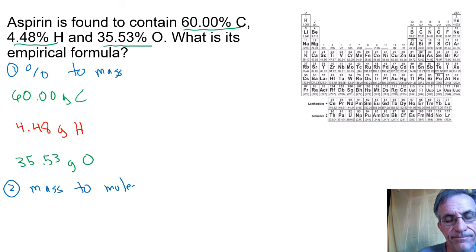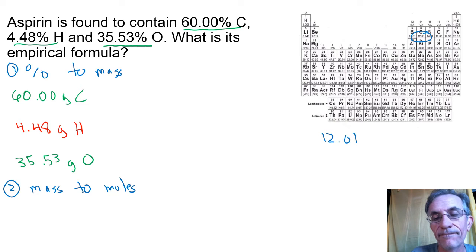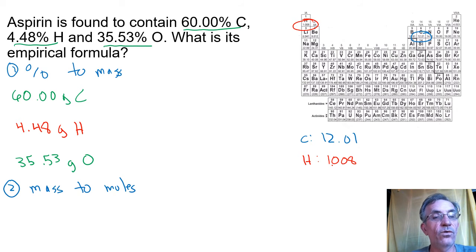So what does that mean? It means take every one of those grams and convert them to moles. How do you do that? Your periodic tables. So we'll look up carbon. It says 12.01. For hydrogen, it'll say, let's see here, 1.08 for hydrogen. And then for oxygen, it'll say 16.